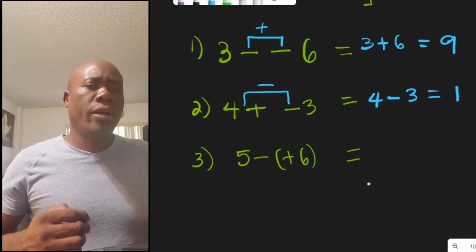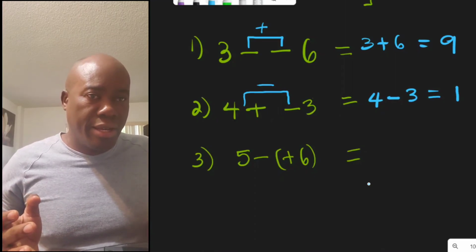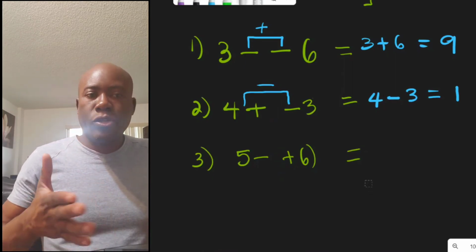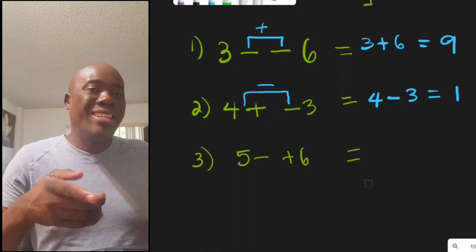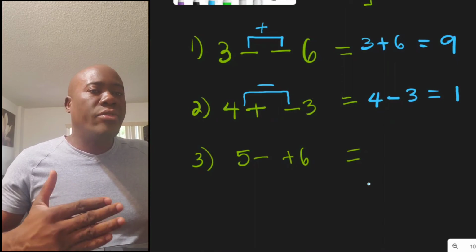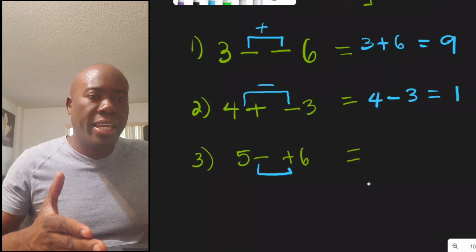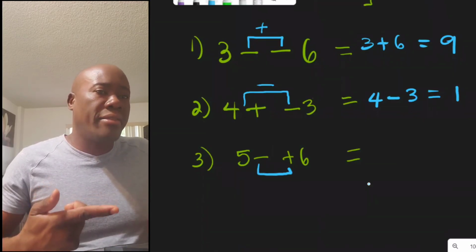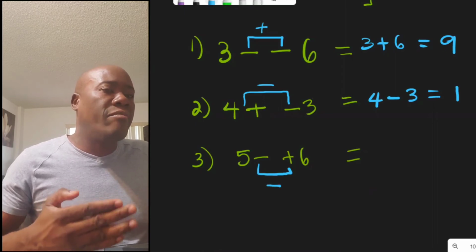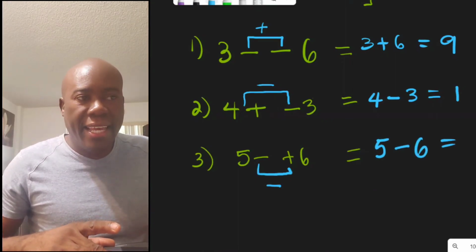All right, let's continue. 5 minus positive 6. Same thing. There's a negative and a positive here. Let me remove the bracket from the positive sign so you can see there are two signs exposed. There's nothing between the signs, so we're going to have to work with one sign. When we have a negative and a positive, or a positive and a negative, it's going to end up being a negative in the end. So if we rewrite this, we're getting 5 minus 6. Based on what we did in the previous video, 5 minus 6 is definitely negative 1.